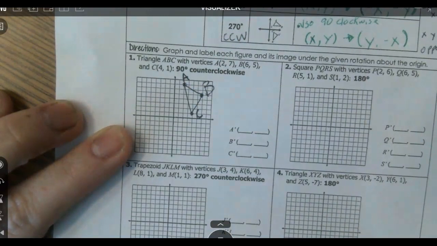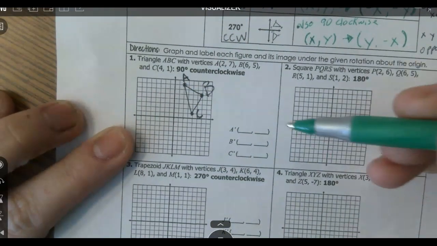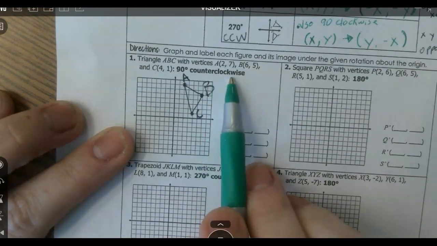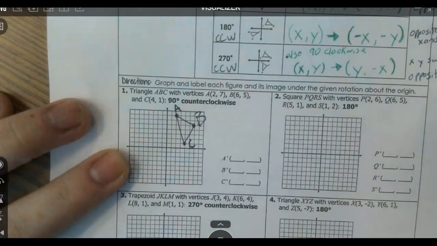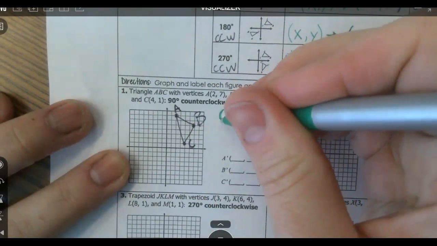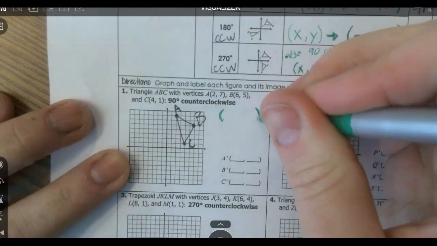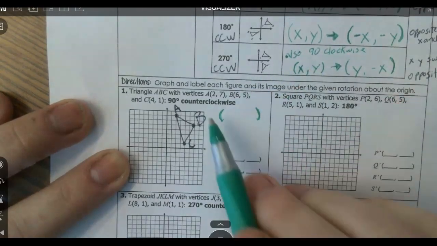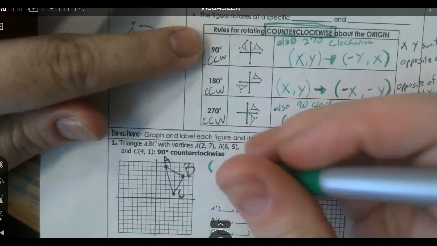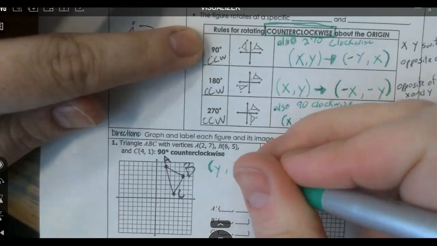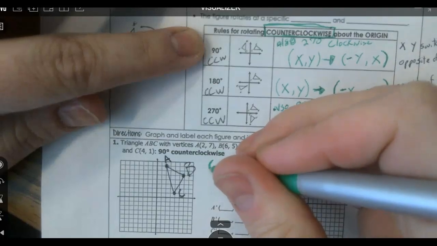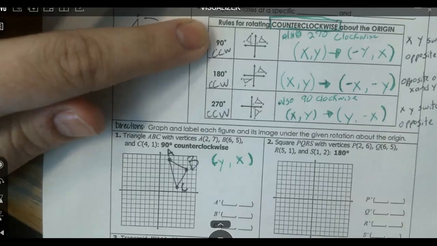Now I'm going to switch colors to show the transformation. We are going to go 90 degrees counterclockwise. To help me to make sure I know which one is which, I'm going to go ahead and write the rule that we're going to be using right here. Okay, 90 degrees counterclockwise is this one. So I'm going to be switching x and y, and the x term is going to be the opposite. Okay, so that's what we're going to be doing.